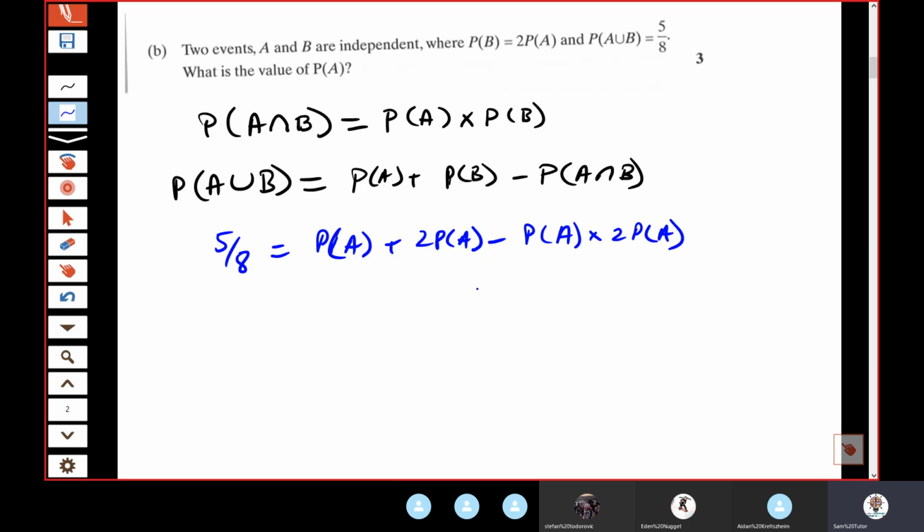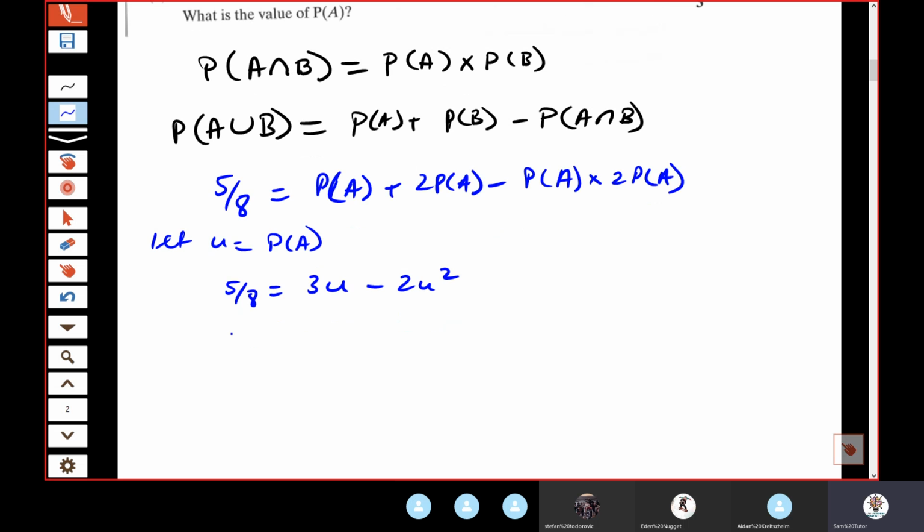It might look messy to a lot of you. I don't know why you wouldn't just go, let U equal probability of A. Who's stopping you? I did that. You guys can do that at any stage of your life now. Why don't you just make things easy for yourself? So 5 on 8, U plus 2U is 3U, minus U times 2U is 2U squared. Now, doesn't this look familiar? Looks like your good friend, quadratic, old mate.